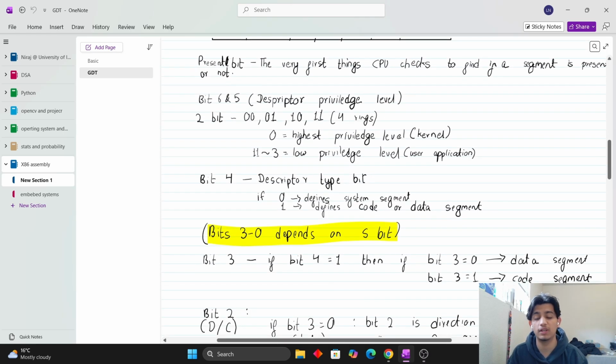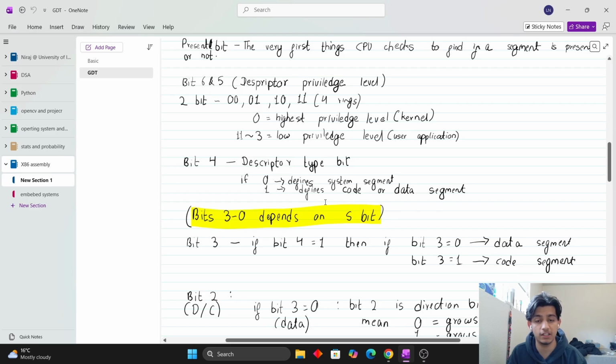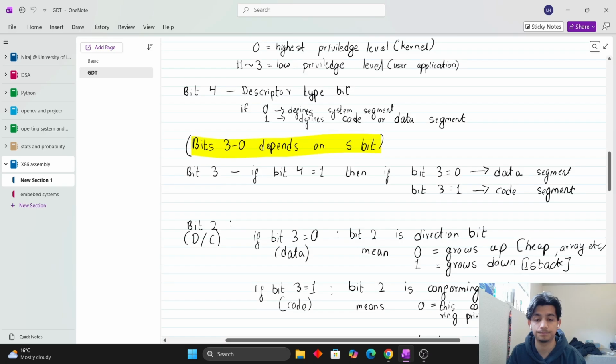So if bit 4 equals 1, it defines a code or data segment, but we don't know exactly whether it is code or data. For that purpose, bit 3 is used. As I have written, if bit 4 equals 1, then if bit 3 equals 0, it is a data segment, and if it is 1, then it is a code segment, right?